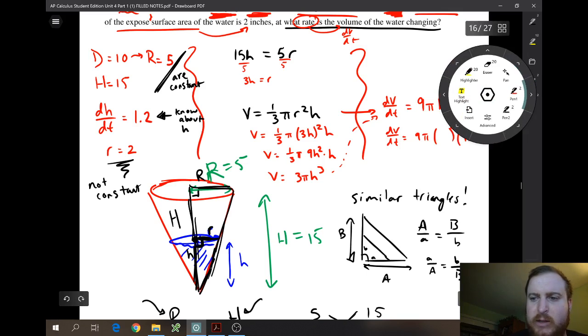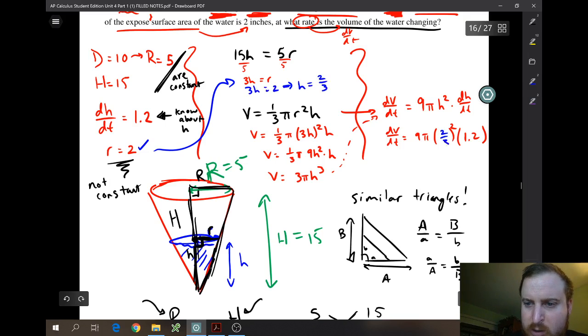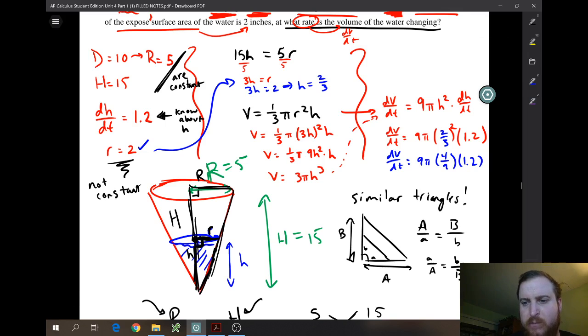That's why we have this second formula back here with the 3h equals r, right? Because we did know what r was. R was 2. So we can plug that in and say 3h equals 2. That means h has to equal 2/3. And so now we know what h is. So now we have dV dt equals 9 pi times 4/9 times 1.2. And honestly, if you don't have a calculator, I would just leave it like this. There's no point in trying to multiply out when you don't have a calculator.